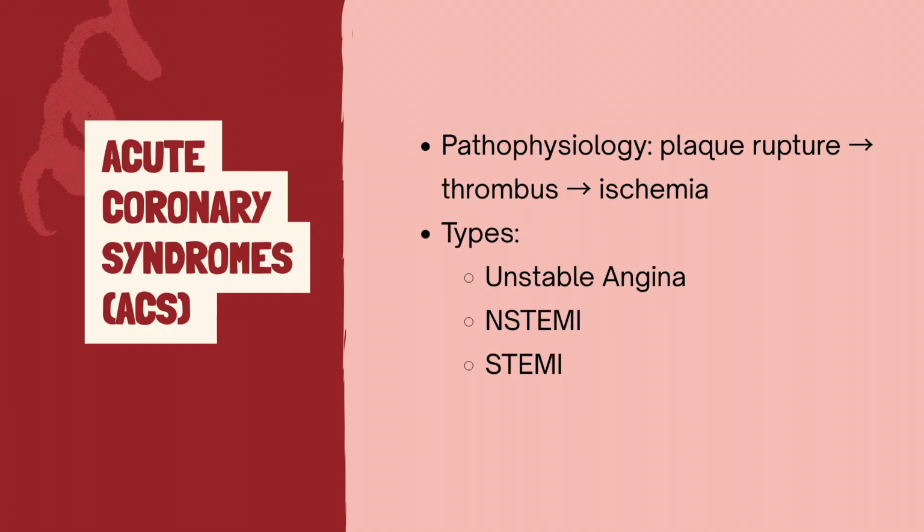In acute coronary syndrome, a plaque ruptures, triggering thrombus formation and sudden ischemia. The type of ACS depends on the degree of vessel occlusion and whether necrosis occurs. This is the mechanism behind unstable angina, NSTEMI, and STEMI.